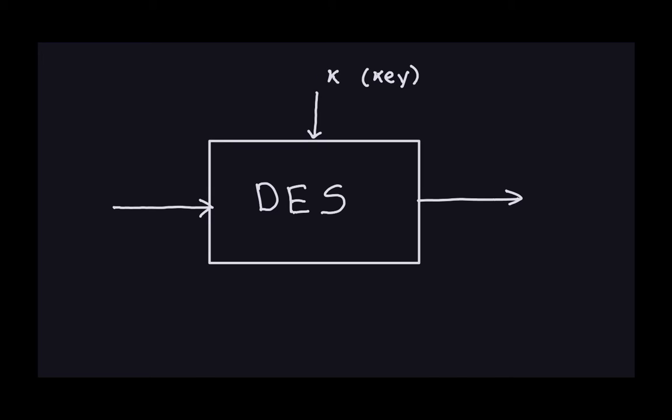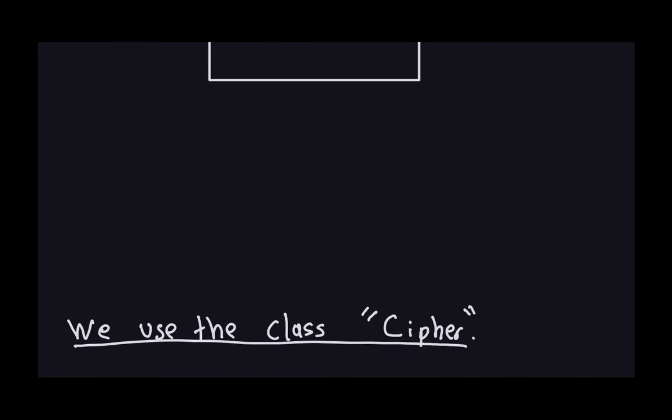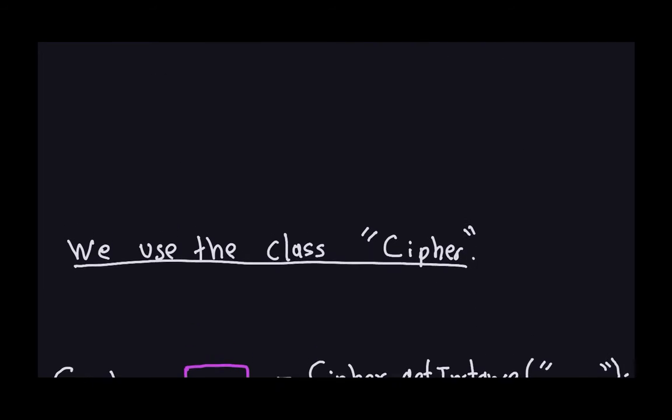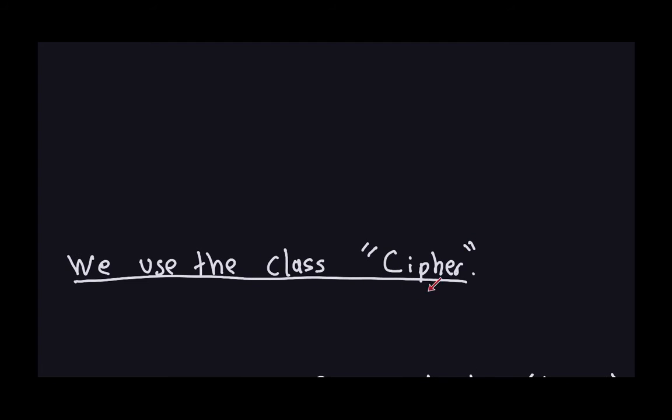So how are we gonna do that? The way we're gonna do it is we're gonna use a class called Cipher. Now that class Cipher, you can use it to create ciphers not only for DES, but for other algorithms. In this particular case, because we're gonna use DES, that's the one we're gonna use, but this class can also be used to create other ciphers. For example, the one we're gonna see later, the Advanced Encryption Standard, we're gonna use the same class for that.